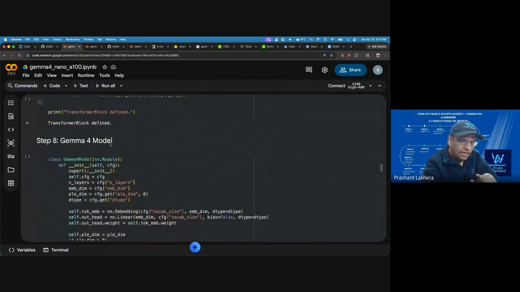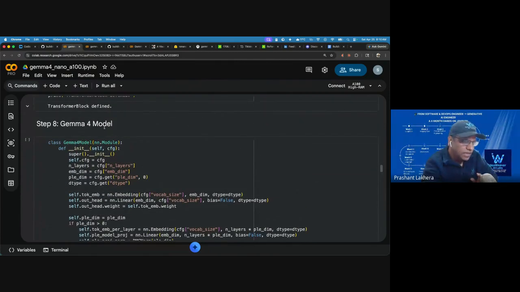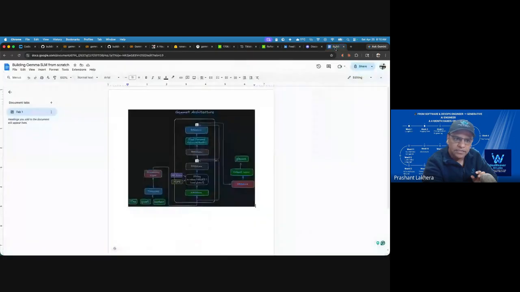Once we are done with that, we are going to create this Gemma 4 model. Again, this is a kind of assembly, like whatever we have discussed so far, we are just going to assemble these parts, and combine everything to create the model. So this is a simple thing.